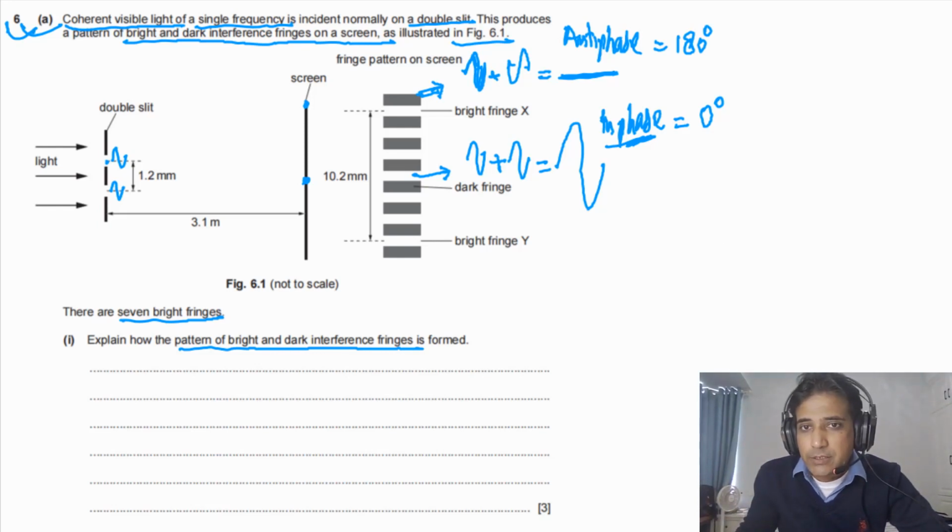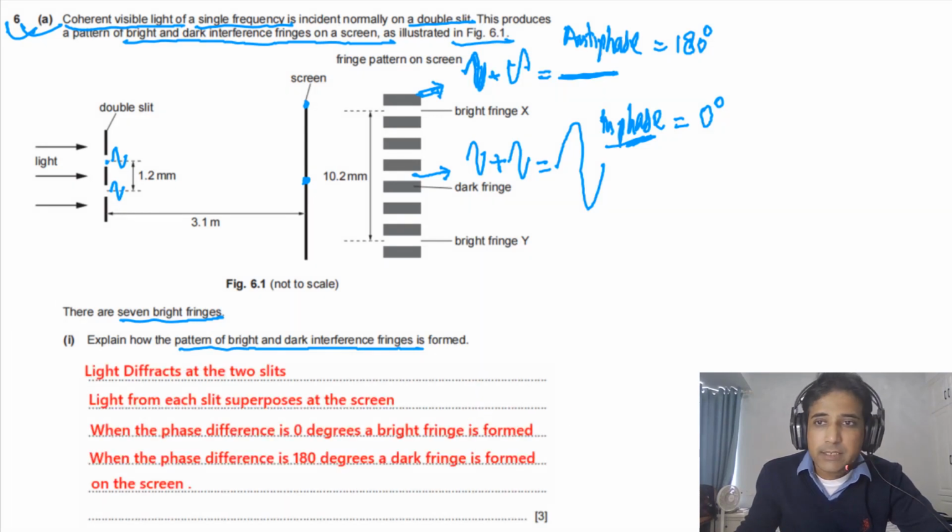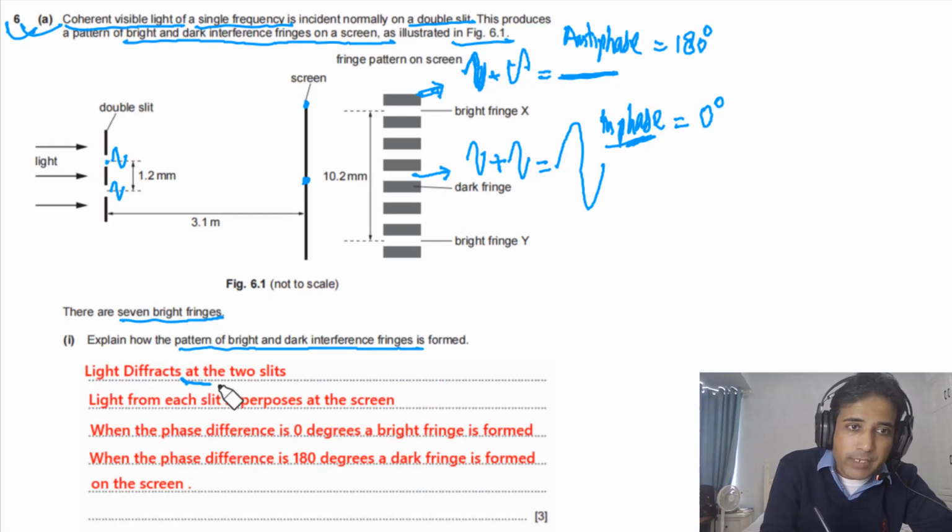Now let me show you how you can write down the answer. In the answer you can mention these points. You can simply say light diffracts at the 2 slits. Here light will diffract. So this is telling you the light will diffract here.